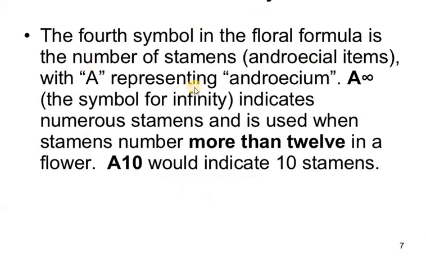The fourth symbol in a floral formula is androecium. If there is an infinite number of stamens, that is not countable, it is called A infinity. Otherwise, the number of stamens is represented after A. For example, A10 indicates androecium formed of 10. If 10 is without a bracket, that is called polyandrous condition. If 10 is within a bracket, that indicates fusion.